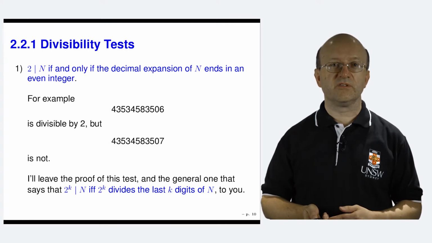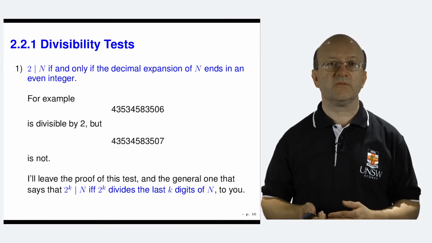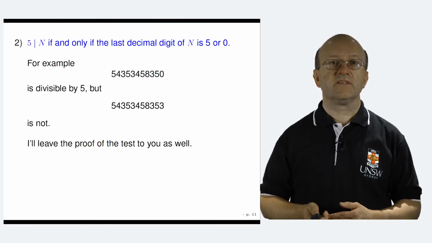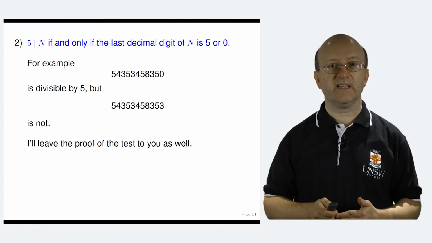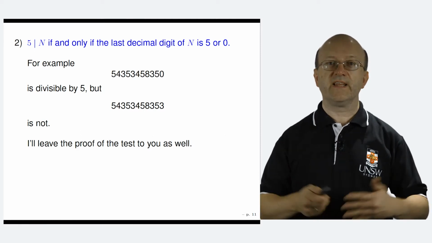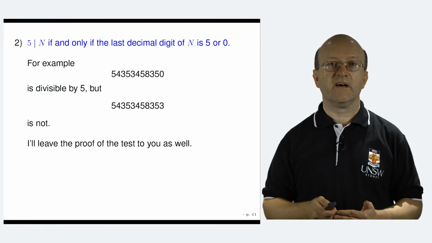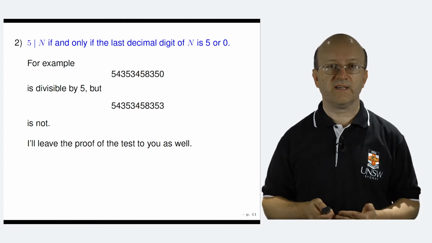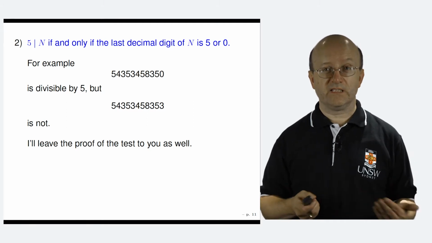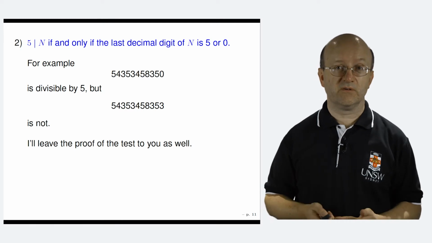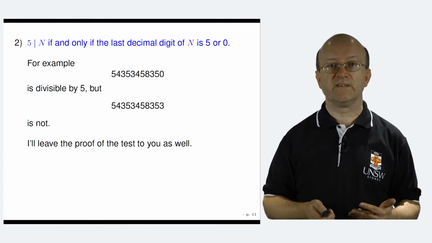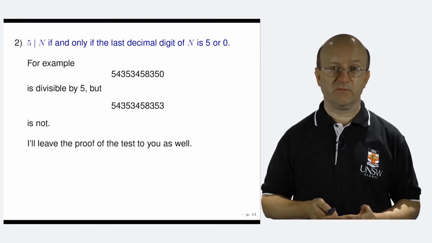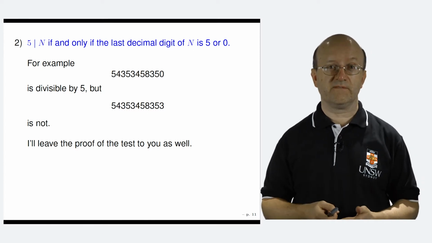Our second divisibility test, again something you ought to know, says that 5 divides n if and only if the last decimal digit of n is either 5 or 0. And again, here's a semi-random number, 543534583550. That number is divisible by 5 because it ends in 0. But the next number here, 543534583553, well, that's not divisible by 5 because it doesn't end in either 5 or 0.